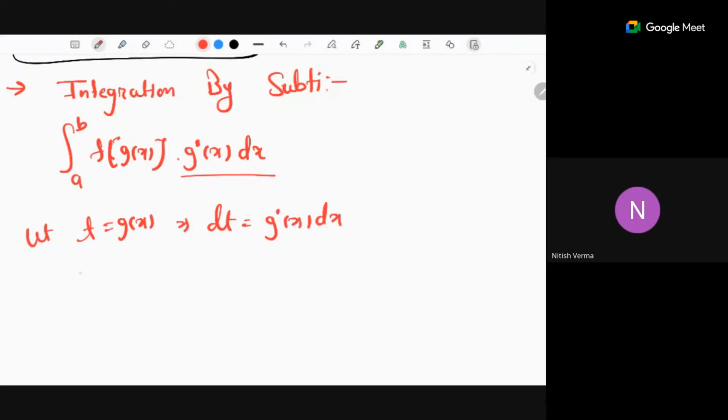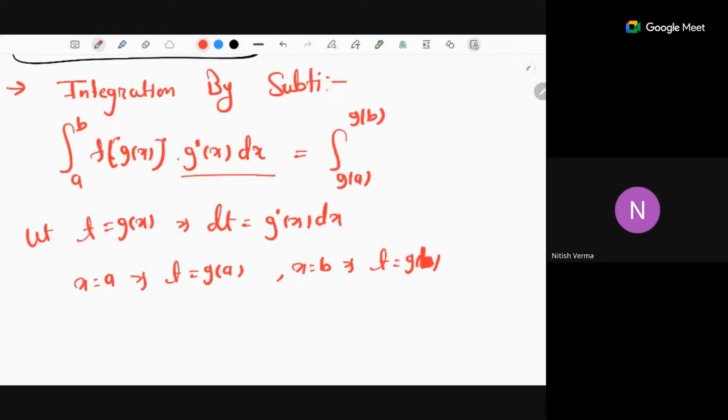So if x is equal to a, it will imply t is equal to g of a, and x is equal to b will imply t is equal to g of b. If you make all these changes, this integration will simply change into the integral from g of a to g of b of f of t dt. This is known as substitution, a theoretical method of substitution. You can take an example over this.